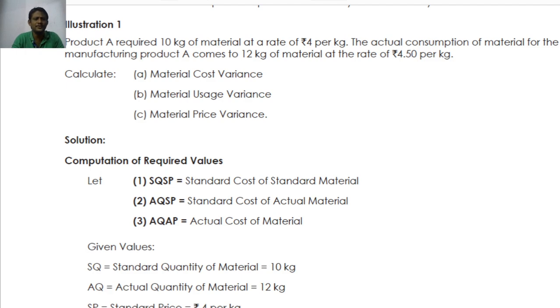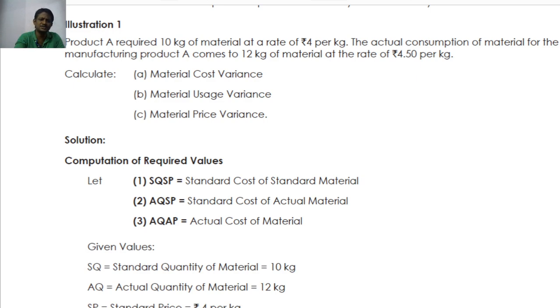12 into 4.5, how much is coming actually? Around 48 plus 6, 54 rupees you spent. Actually you have to spend only 40 rupees, but you spent 54 rupees. Difference is how much? 14 rupees extra you spent.